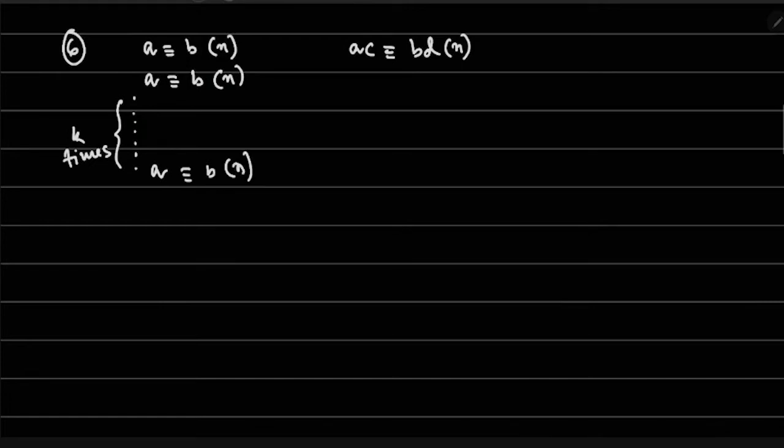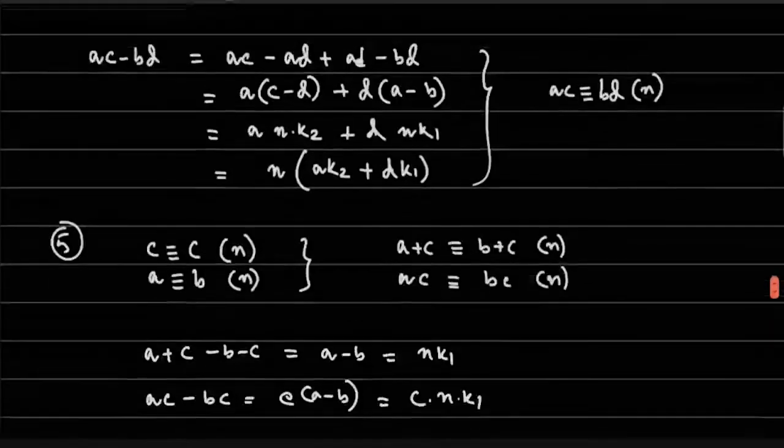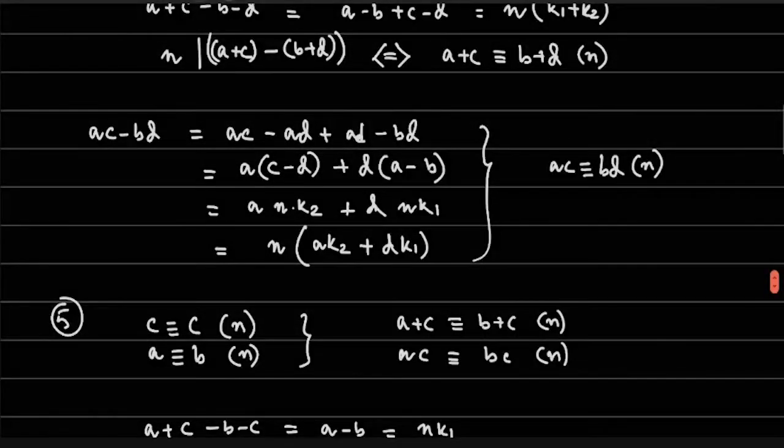So by induction, you can show that A to the power K is congruent to B to the power K mod N. This is a simple induction technique. You can always solve this thing. So it follows from the fourth statement itself. That means if A congruent to B mod N and C congruent to D mod N you have, then AC is congruent to BD mod N.